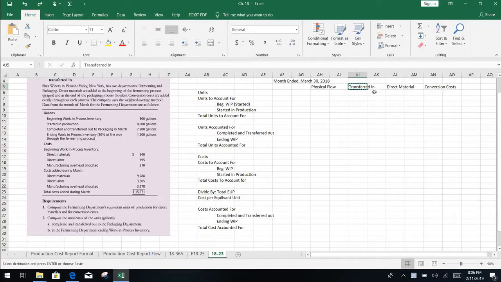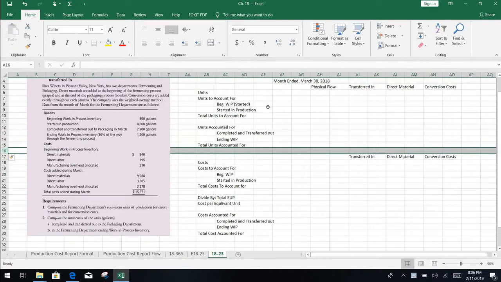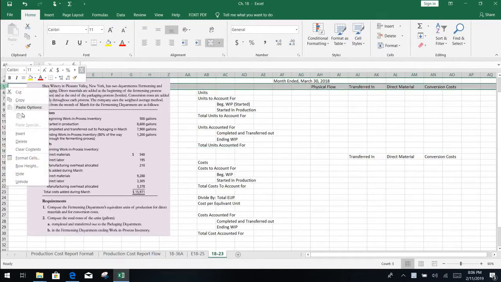And we know this transferred in, direct materials and conversion cost all carry down to the cost section. So we're going to copy that and place it above the cost section. Paste. And let's insert a line just to make it more readable. And insert.